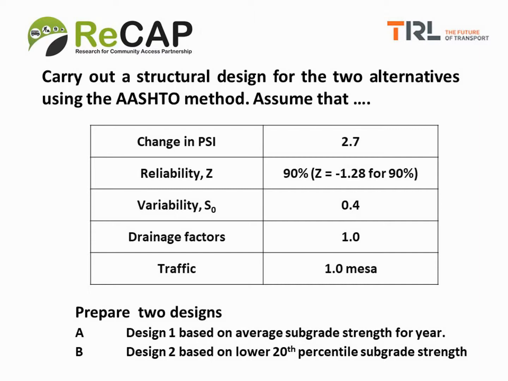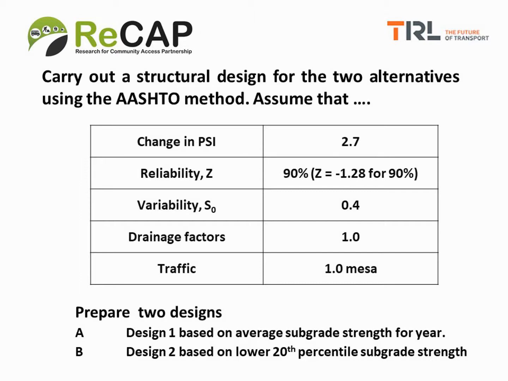We're going to carry out the structural design to start with based on the Ashtone method. If you recall the road notes in the previous lecture, we have to define the change in present serviceability index. In other words, how much deterioration can we tolerate before we have to repair or rehabilitate the road. That I've set to 2.7. You'll see why in a moment.